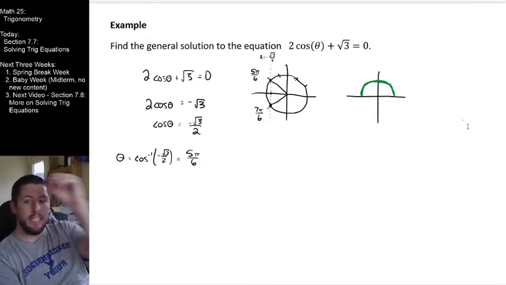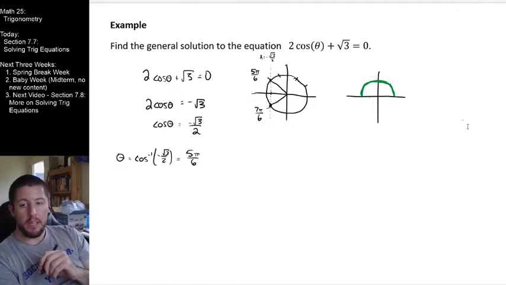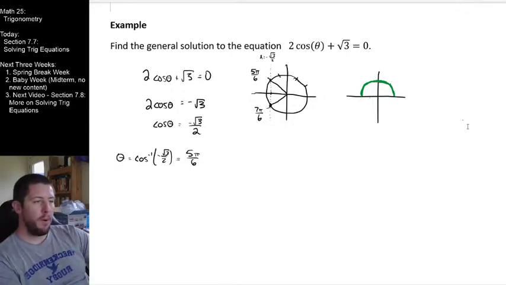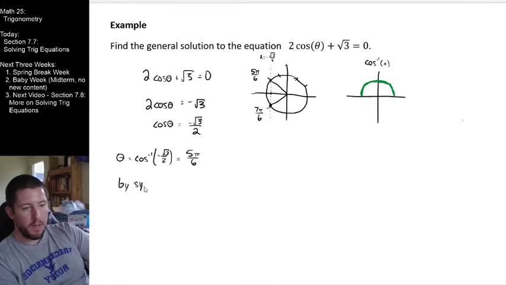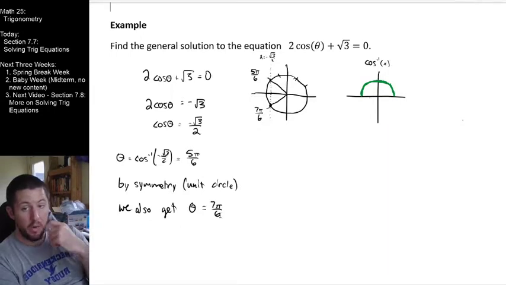Then by considering additional revolutions, that's where we get our plus 2 pi k term that we're going to stick onto this, right? So this is our cosine inverse of x right there. Remember, it always lives up there. By symmetry, on the unit circle, we also get theta equals 7 pi sixths. Seems like it should also work out right there.